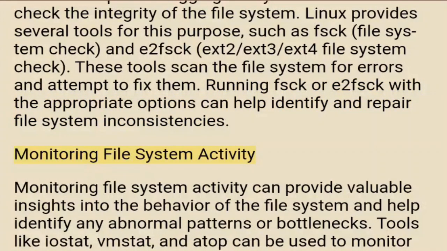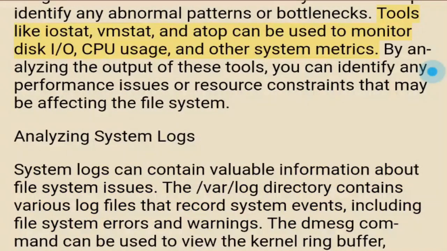Monitoring file system activity. Monitoring file system activity can provide valuable insights into the behavior of the file system and help identify any abnormal patterns or bottlenecks. Tools like iostat, vmstat, and atop can be used to monitor disk I/O, CPU usage, and other system metrics. By analyzing the output of these tools, you can identify any performance issues or resource constraints that may be affecting the file system. Analyzing system logs.